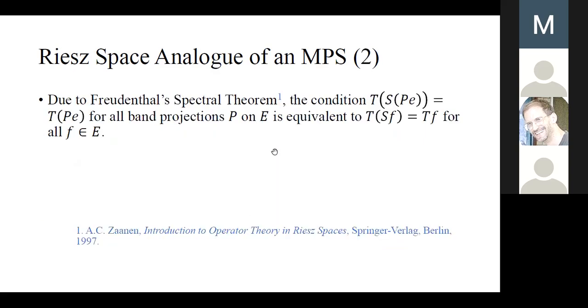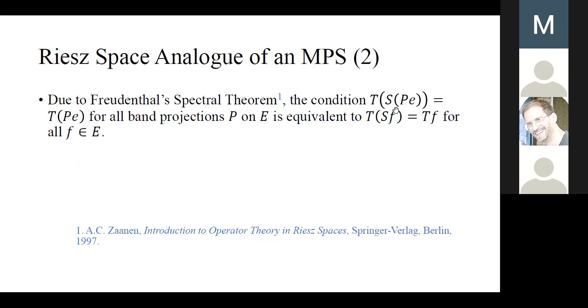Okay, then since we have this Dedekind complete Riesz space and we have the principal band generated by E is the Riesz space itself, we can apply Freudenthal's spectral theorem and obtain that the condition TSPE equal to TPE for all band projections on E is equivalent to the condition TSF is equal to TF for all F in E.